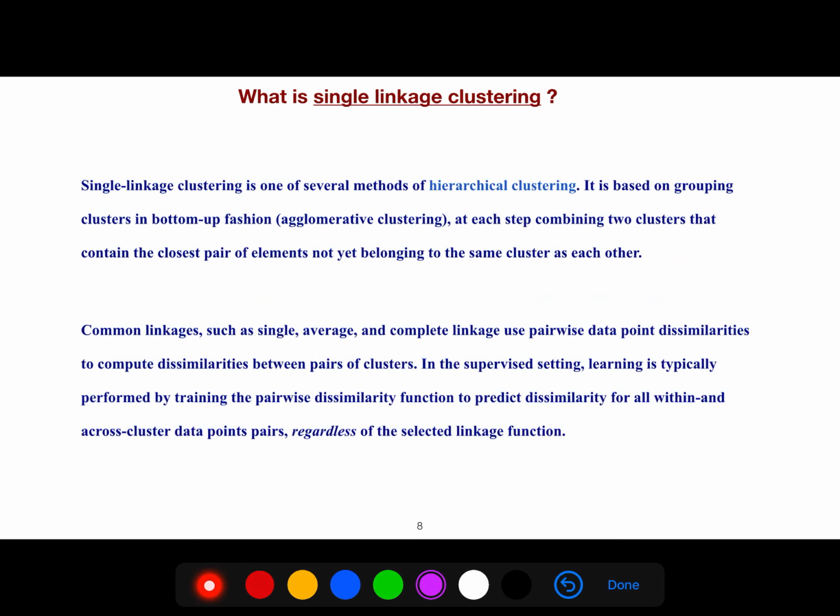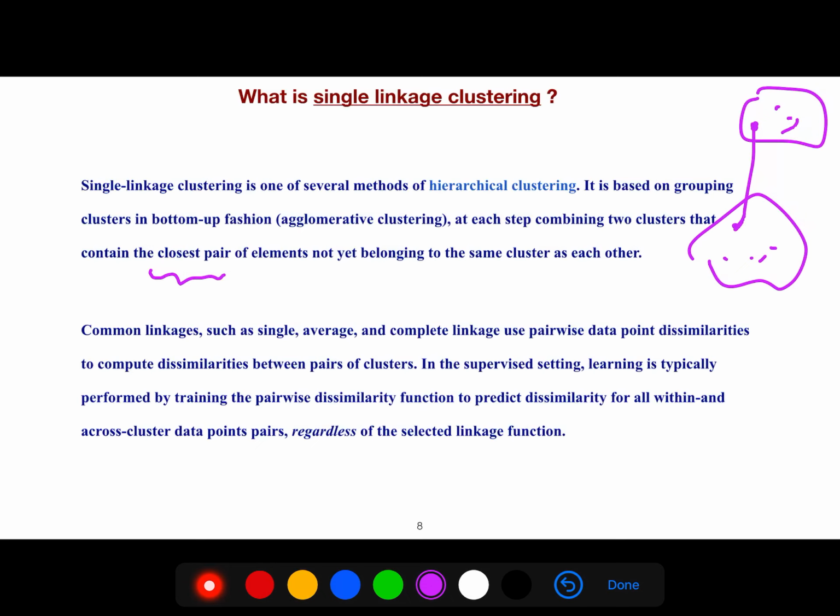But what is single linkage clustering? Single linkage clustering is one of several methods of hierarchical clustering. It is based on grouping clusters in a bottom-up fashion, as I said, agglomerative clustering, at each step combining two clusters that contain the closest pair of elements not belonging to the same cluster. For example, there are some mentions here, some mentions here. This mention and this mention have the highest similarity.